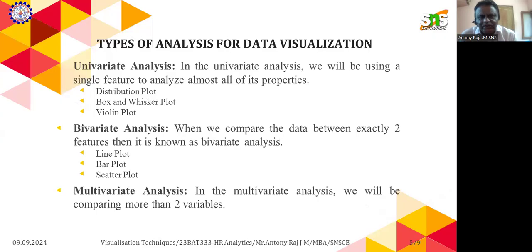One broad area of data visualization analysis is univariate analysis, where there is a single variable. For example, a violin plot, a box and whisker plot, and a distribution plot. Bivariate is when you have two or more variables, for example an x and y axis, a scatter plot, bar plot, as well as a line plot. Multivariate analysis is where you have more than two variables. That is the real world situation we will have. These are some of the types of analysis for data visualization.